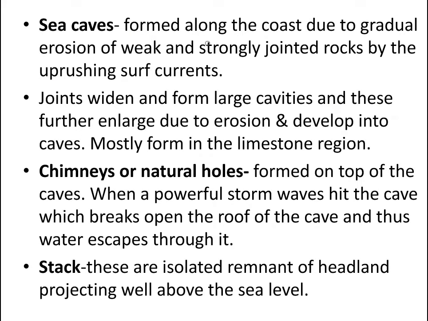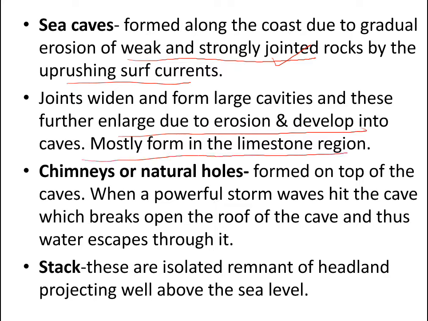Sea caves are formed along the coast due to the gradual erosion of weak and strongly jointed rocks by the uprushing surf currents. If it is porous rock, it can collapse the entire structure. But if it is a jointed rock, it can erode the joints easily, and in that case it forms caves. The joints widen and form large cavities, and these further enlarge due to erosion and develop into caves, mostly formed in the limestone region.